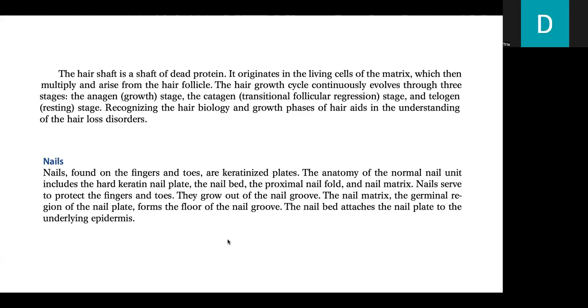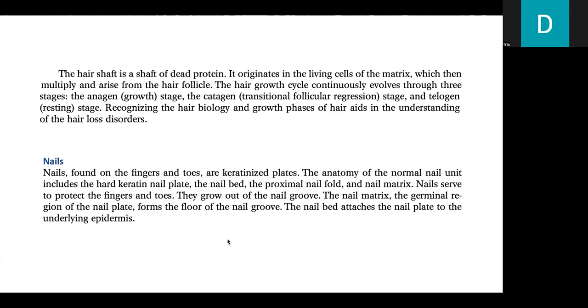The hair growth cycle continuously evolves through 3 stages: the anagen, or the growth stage, the catagen, the transitional follicular regression stage, and the telogen, the resting stage. Recognizing the hair biology and growth phases of the hair aids in the understanding of the hair loss disorders.